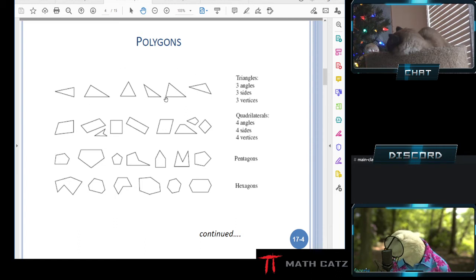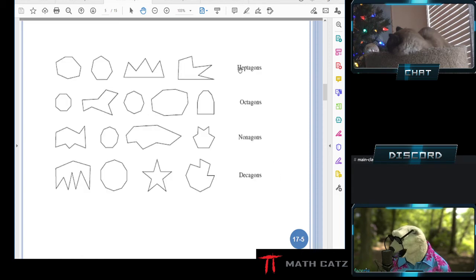We have triangles, so we can group the polygons according to the number of sides, number of angles, number of corner points, also called vertices. Whatever you want to call them. In a triangle, all of those things are 3. In a quadrilateral, all of those things are 4. 4-sided polygons. And then we can increase the number of sides to pentagons, to hexagons, hexa meaning 6, heptagons, 7-sided.